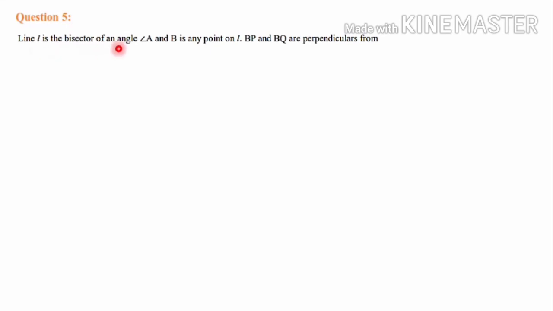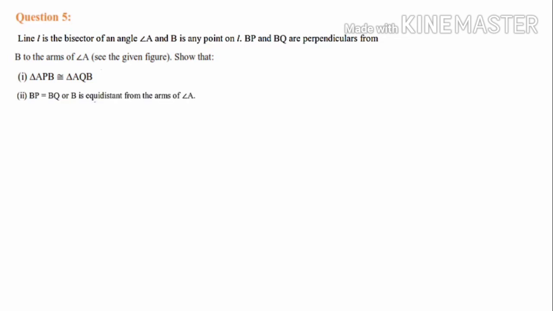Line L is the bisector of an angle A and B is any point on L. BP and BQ are perpendiculars from B to the arms of angle A. Show that triangle APB is congruent to triangle AQB. And BP is equal to BQ, or B is equidistant from the arms of angle A. So here there is a diagram given to you.